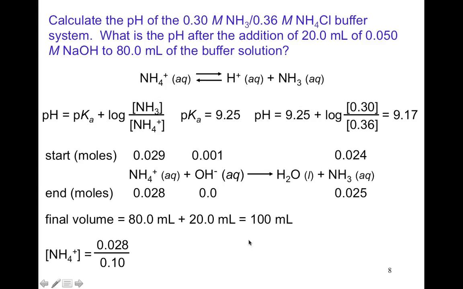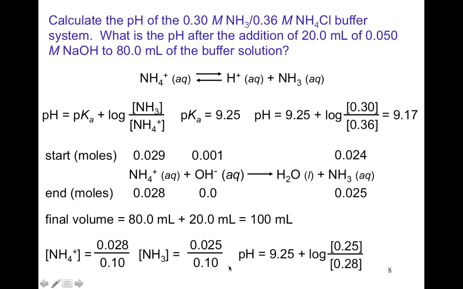And so our ammonia would be 0.028 moles divided by 0.1 liters. And that would give you your concentration there. And your NH3 is your 0.025 moles and your 0.1 liters. And that would give you a concentration for ammonia as well. And then you could solve for pH using those values right there. And so that's the way you can solve that problem.